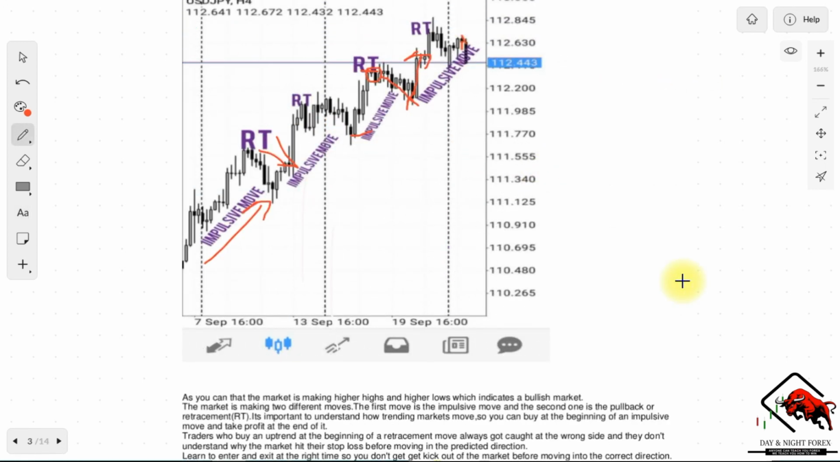So what I want you to get out of this lesson is to understand what a retracement is and what an impulsive move is. An impulsive move is a move in the direction of the trend that we are in, and the retracement is basically the correction, making either the higher lows in an uptrend or the lower highs in a downtrend. That's what you need to understand here, and we try to catch our trades at the beginning of the impulsive move and take profit at the end of that impulsive move. That is the best way to trade the trending market.